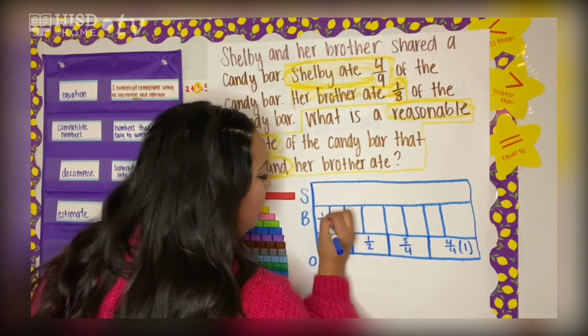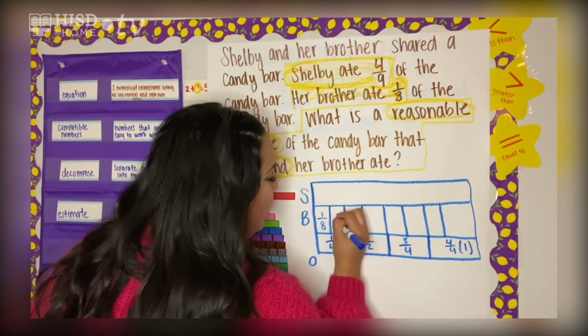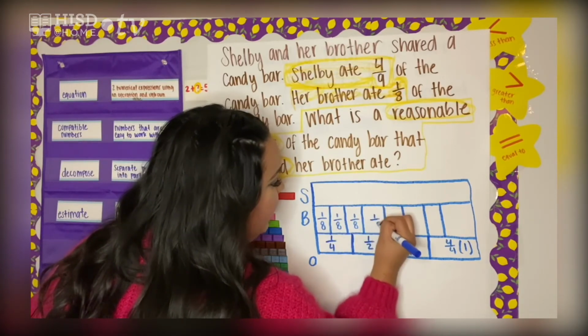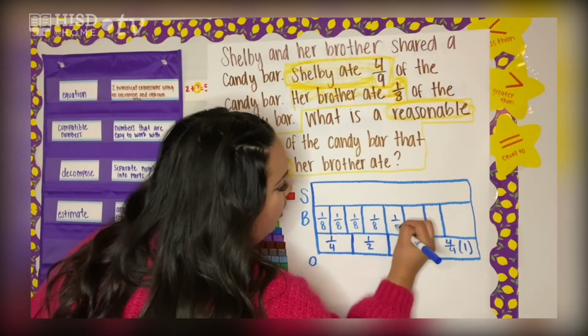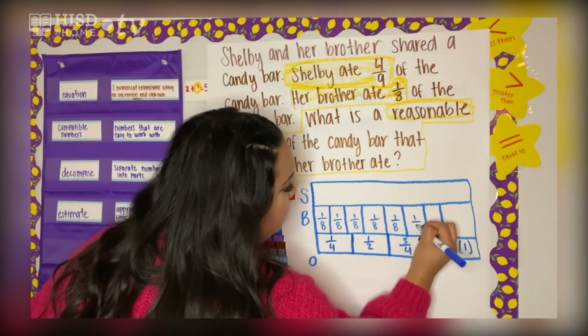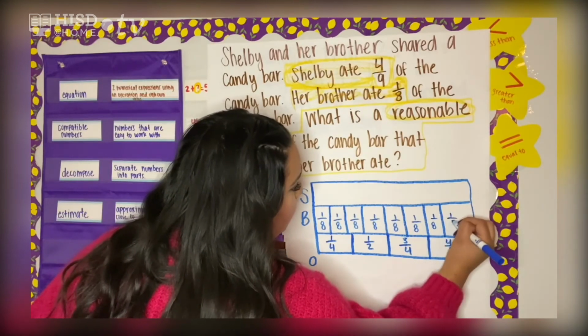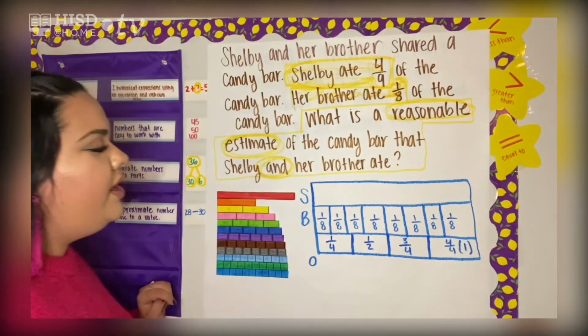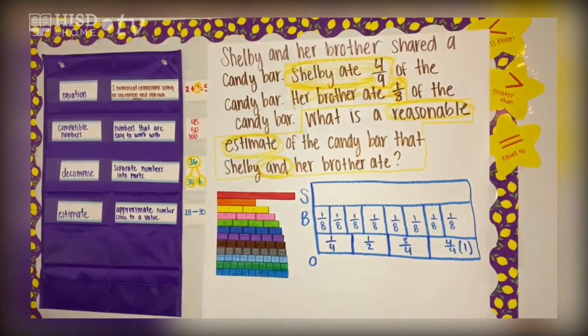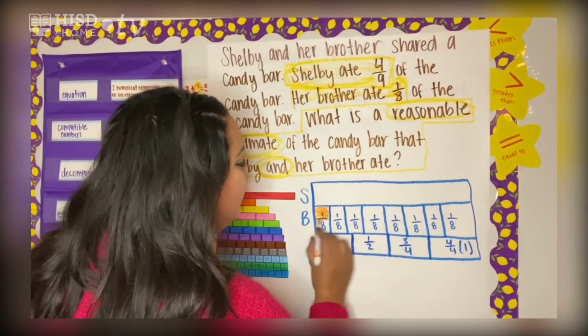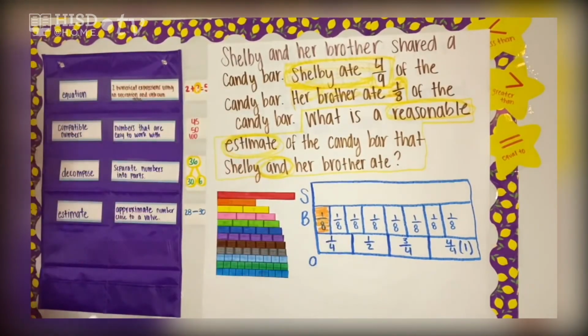Okay, and we have here 1/8, 1/8, 1/8, 1/8. And just keep writing that all the way down, guys. Keep writing our 8ths down. Okay, 1/8. And it says that her brother ate an entire 8th, just 1/8. So since her brother ate 1/8, we're gonna go ahead and color that 8th in, just like that. That's how much her brother ate.